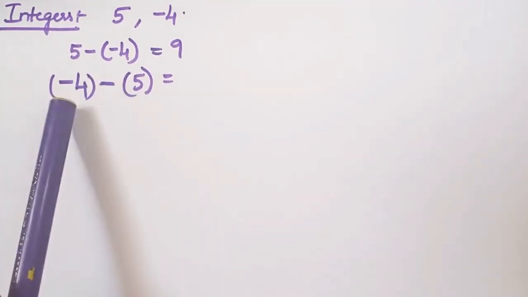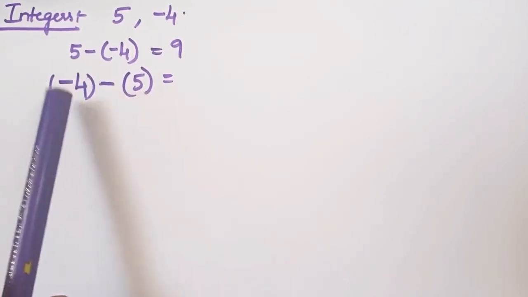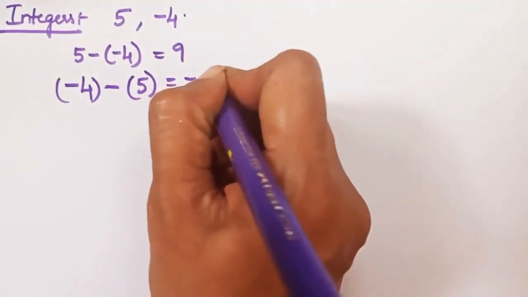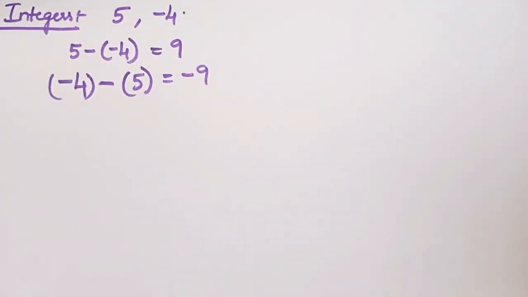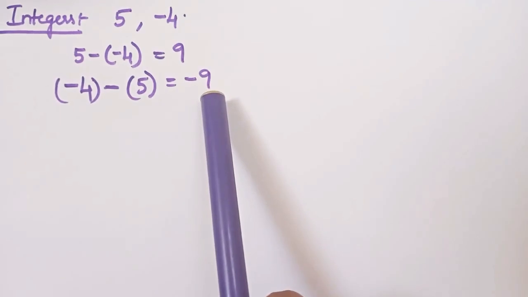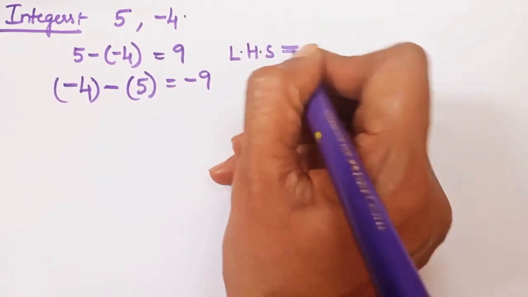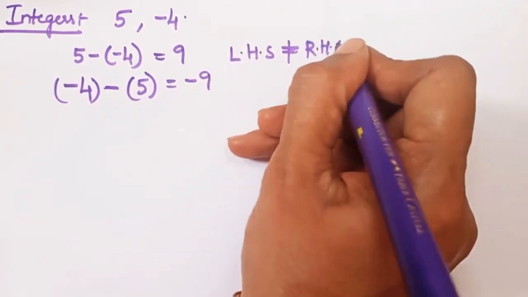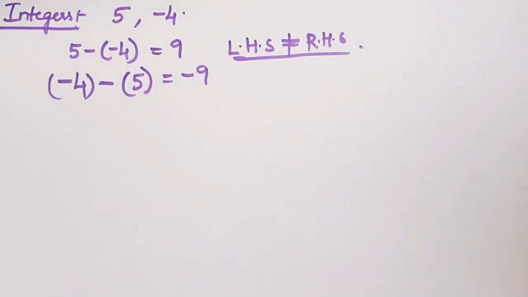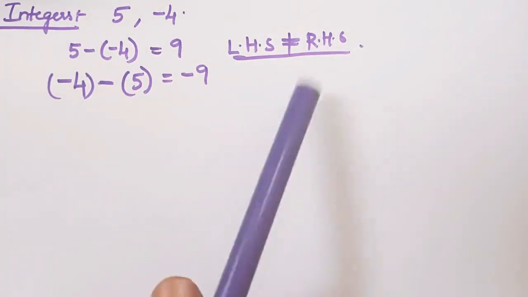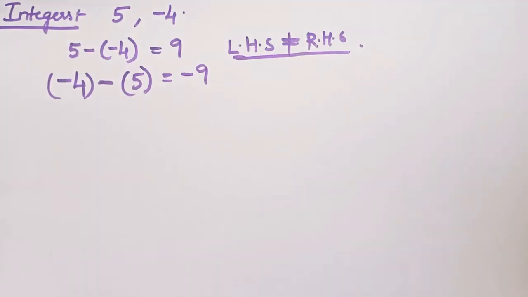What will it give? Minus 4 and minus 5. Both are possessing the same sign, so I need to add up. So I get minus 9. Is 9 equal to minus 9? Definitely not. So my LHS is not equal to RHS. For the commutative property, A minus B must be equal to B minus A. It didn't happen here. So we will say that subtraction is not commutative for integers also.